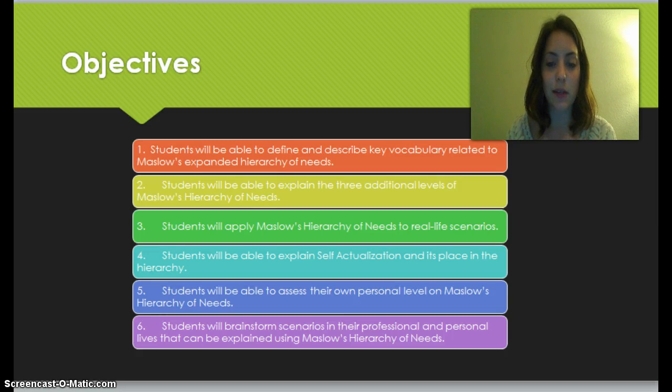Students will be able to assess their own personal level on Maslow's hierarchy of needs. And students will brainstorm scenarios in their professional and personal lives that can be explained using Maslow's hierarchy of needs. The majority of these objectives will be achieved in your participation in the discussion and the activities following my presentation.